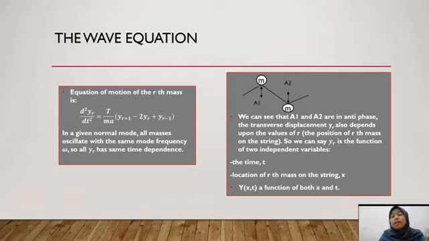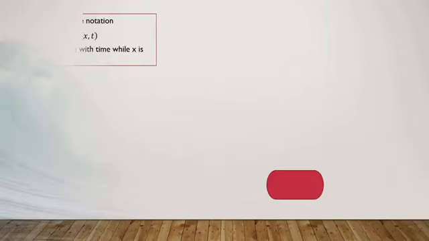As we can see in the figure above, it is shown that A1 and A2 are in antiphase. The transverse displacement y_r also depends upon the value of r, which is the position of the r-th mass on the string. So we can say that y_r is a function of two independent variables, which are the time t and the location of the r-th mass on the string, x. So we can say that y is a function of both x and t.